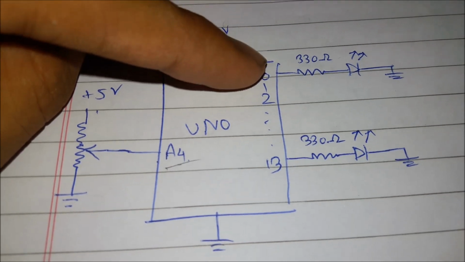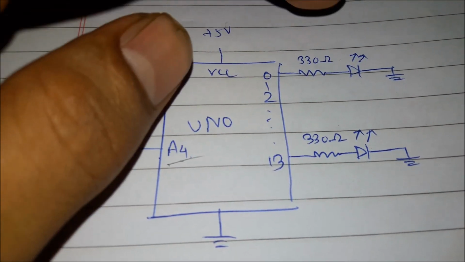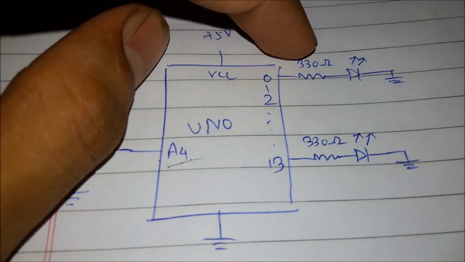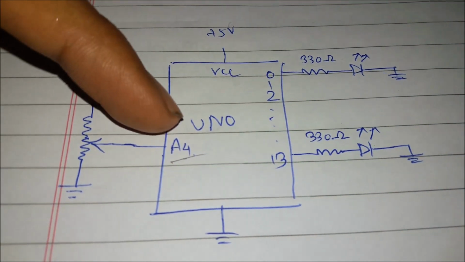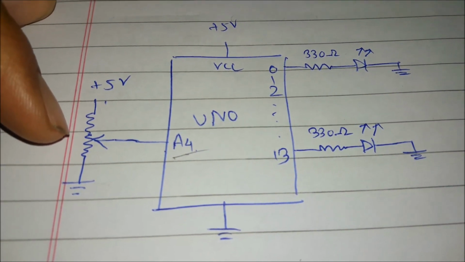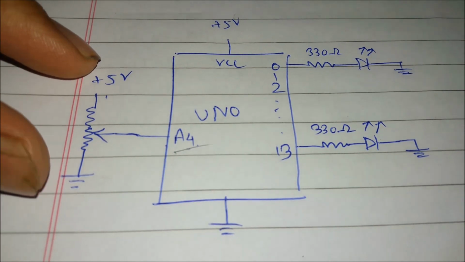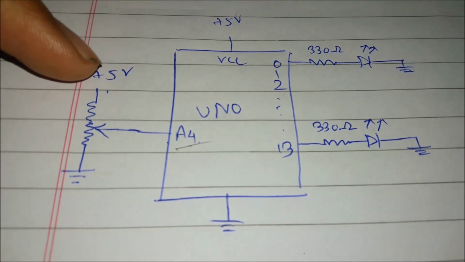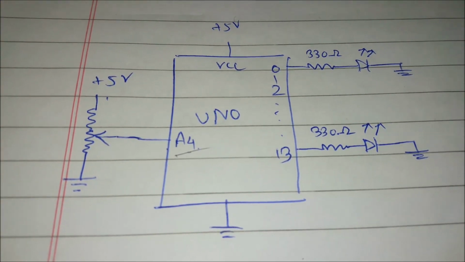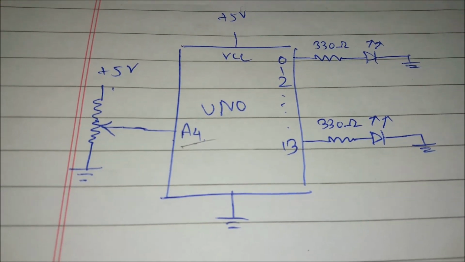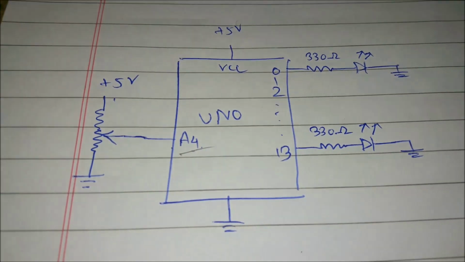All the digital pins from 0 to 13 are connected to LEDs through 330 ohm resistors. The A4 pin is connected to the wiper of the potentiometer, and the other two terminals of the potentiometer are connected to plus 5 volt and ground. That was all about the hardware and the connections. Now let's take a look at the code which is running.